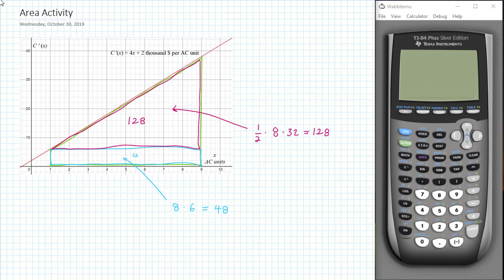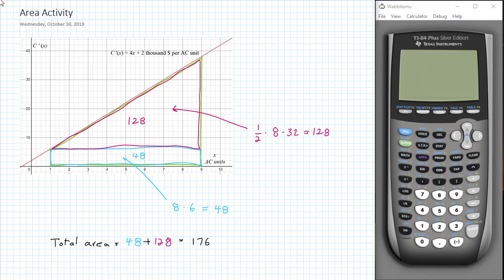Below it, I have 48. So that my total area, and because I'm using formulas from geometry, this is going to be exact, is 48 plus 128. If we work that out, that comes out to be 176.